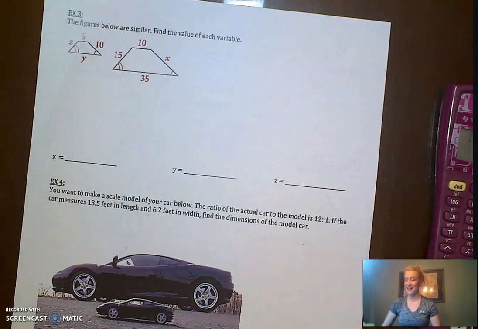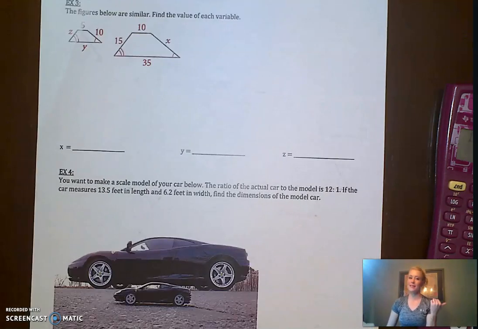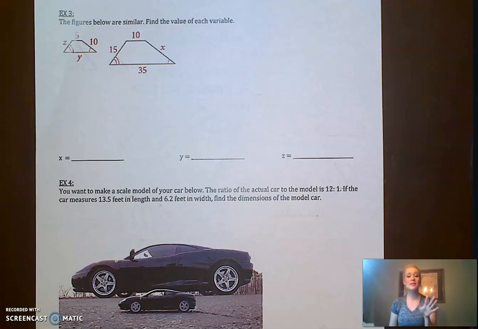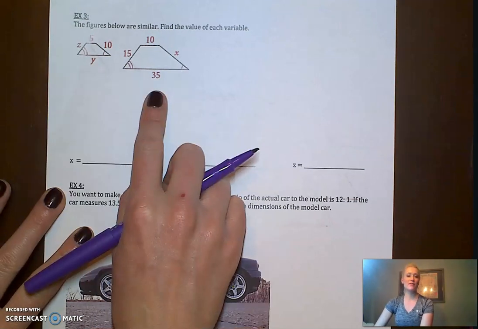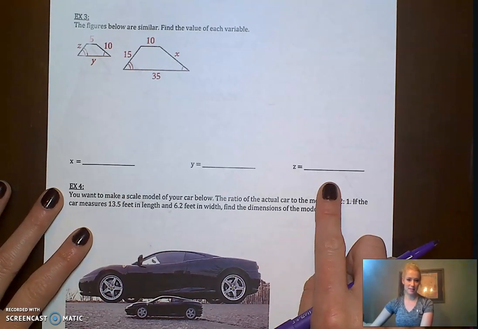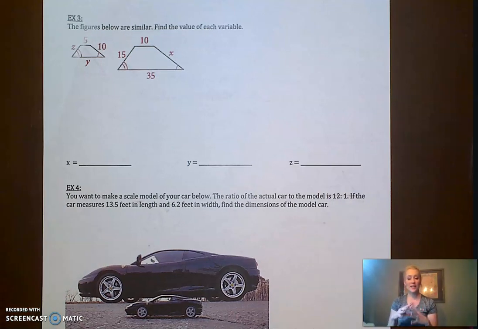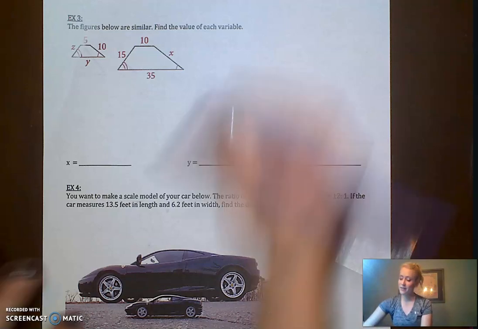Wasn't that fun? Okay, on the back, it's not nearly as bad. That's bad, I'm not going to lie. This is a little bit better. They're telling me these figures are similar. I got to find 3 missing sides. If you're finding a missing side in similar figures, you set up a proportion.